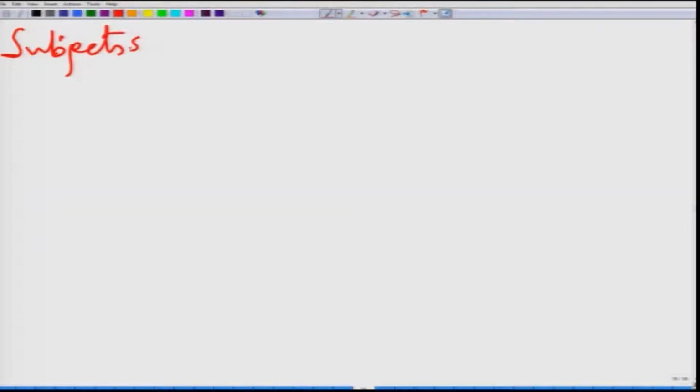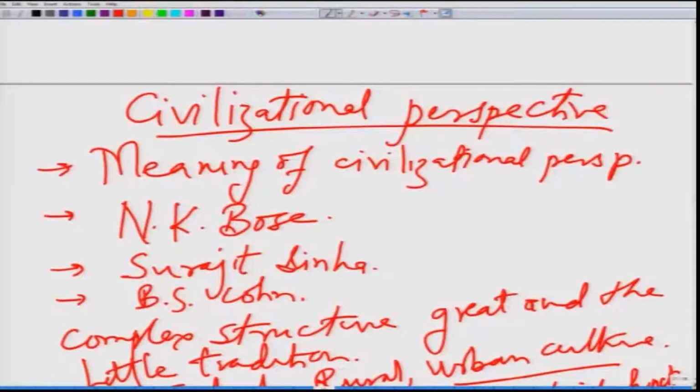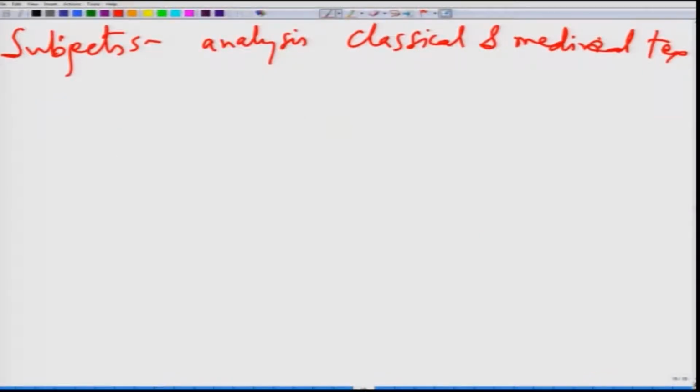The civilizational perspective also involves the study of a combination of various subjects. If you try to see the combinations of subjects, then we have the analysis of the ancient, classical and medieval texts. We also try to see that we have the administrative records, that is another important aspect.